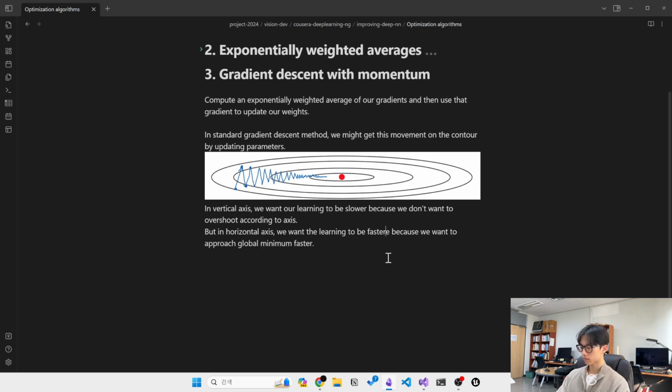On each iteration, or more specifically, during iteration t, you would compute the usual derivatives dW, dB. I'll omit the superscript square bracket l, but you compute dW, dB on the current mini batch. And if you're using batch gradient descent, then the current mini batch would be just your whole batch. This works fine as well if your current mini batch is your entire training set.